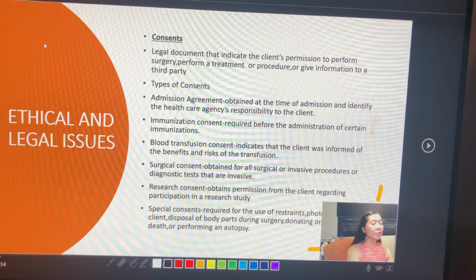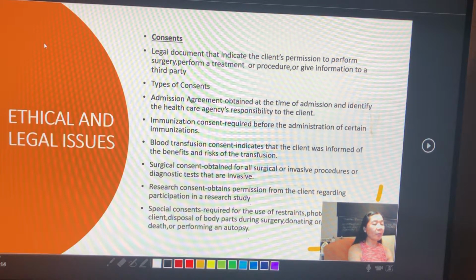4th, surgical consent is obtained for all surgical or invasive procedures or diagnostic tests that are invasive. The primary healthcare provider, usually the surgeon or anesthesiologist, who performs the operative or other procedure, is responsible for explaining the procedure, its risks and benefits, and possible alternative options. 5th, research consent obtains permission from the client regarding participation in a research study. Consent informs the client about the possible risks, consequences, and benefits of the research.